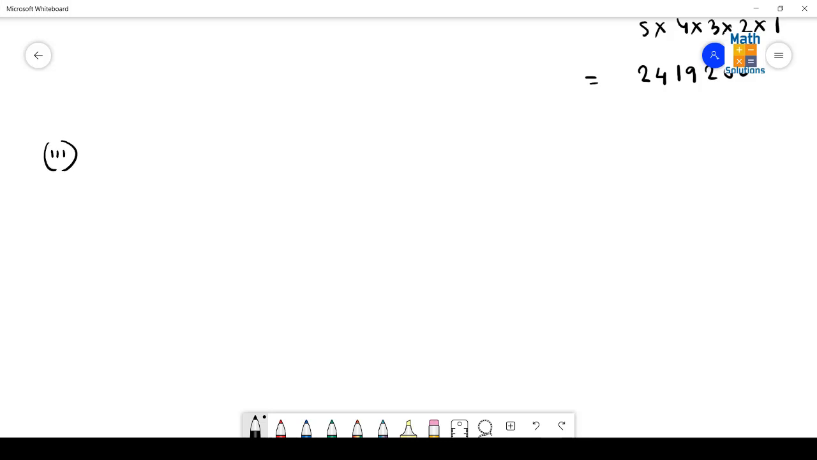Coming to the last part of this question, what is said? There should always be 4 letters in between P and S.